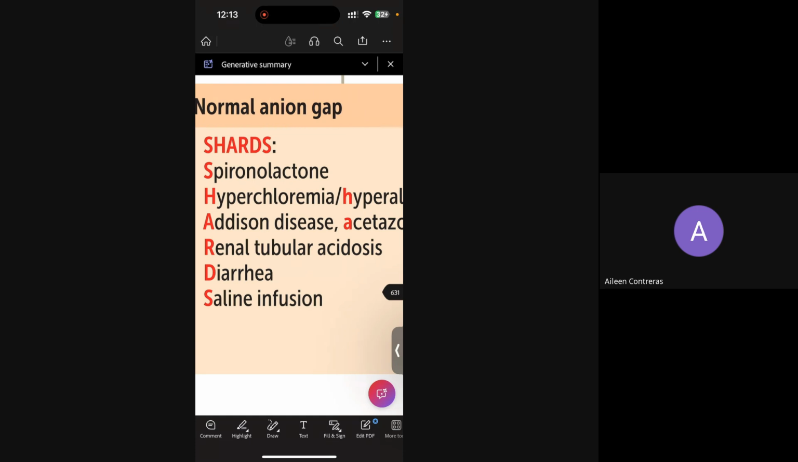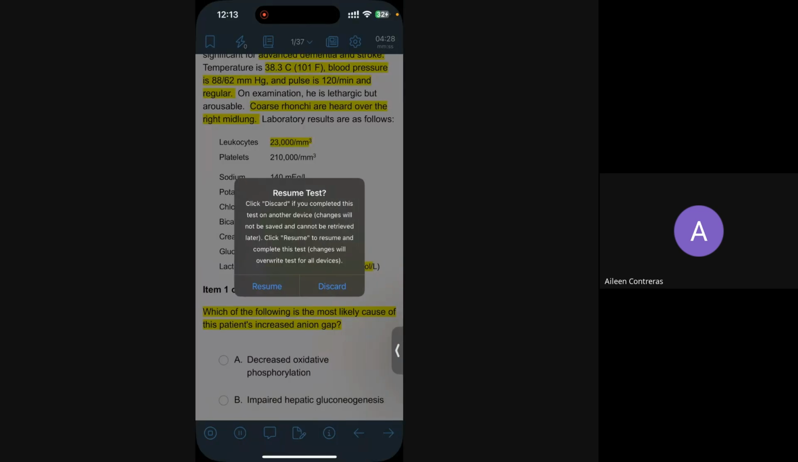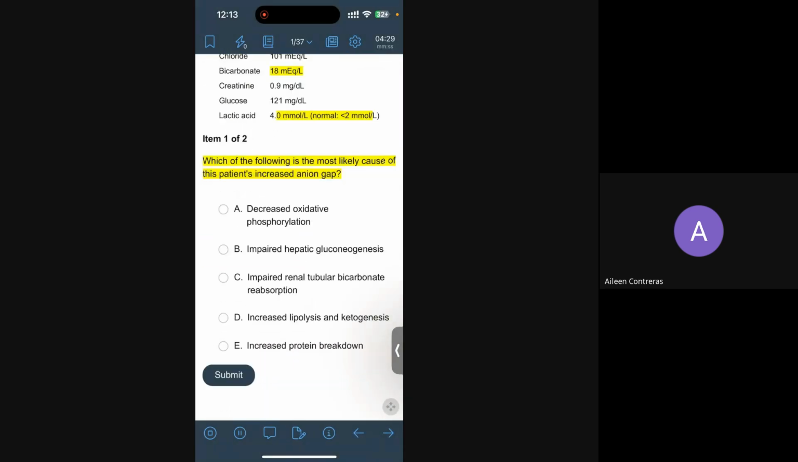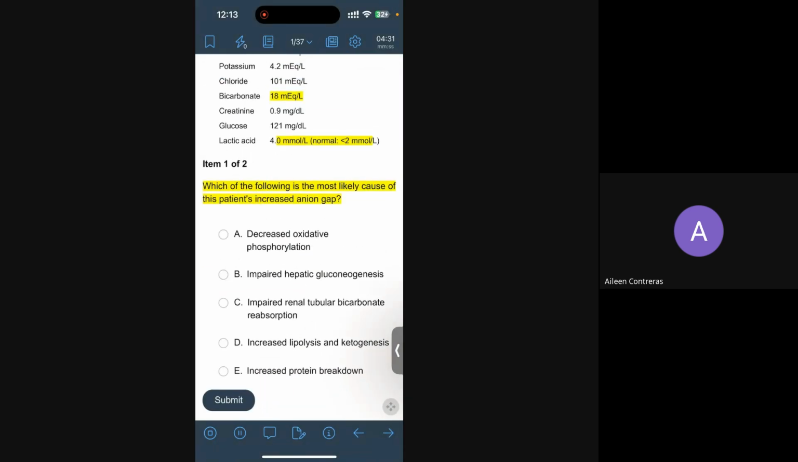Okay. So in septic shock, there is lactic acidosis, so the anion gap is going to get elevated. Okay. So what will be the answer in this question? We have solved a similar question like that in the previous ones as well. What should be the answer here?